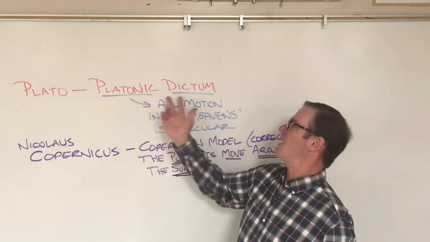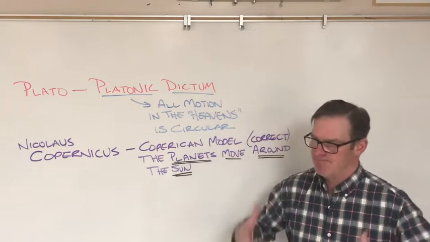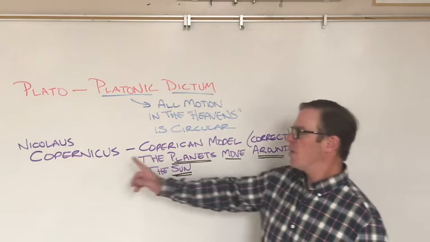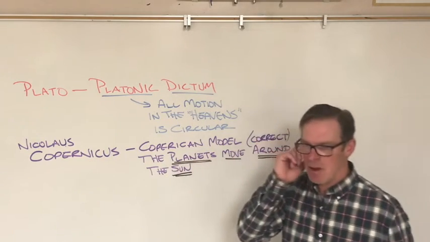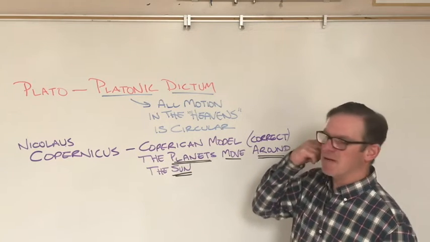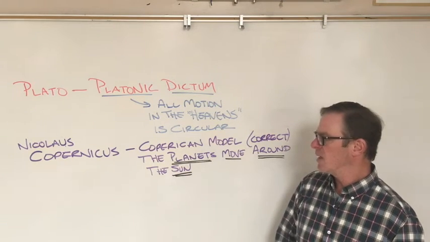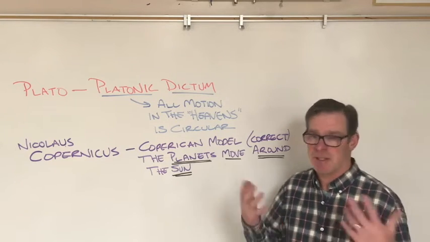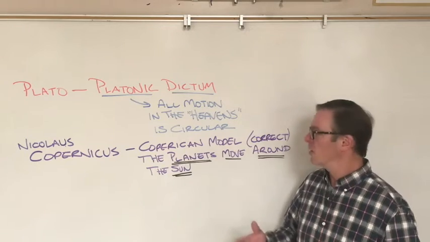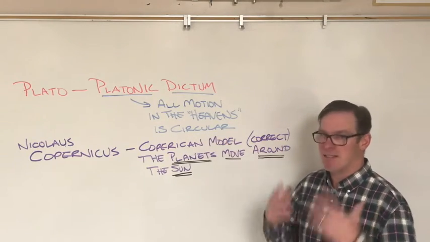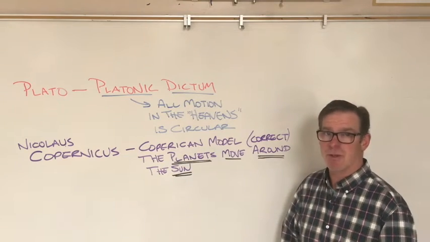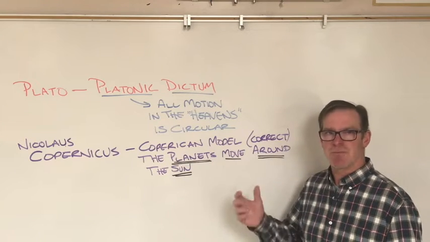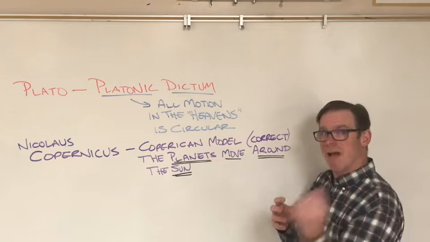So you're going to hear the Platonic dictum, and that's just this belief from Plato that motion in the heavens was circular. A Polish monk named Nicholas Copernicus came along. He died in 1543, the same month his book was published. And in that book, which he was afraid to publish because the Roman Catholic Church agreed with the Platonic dictum and said that that is how it is, so disagreeing with the Platonic dictum was a crime, Copernicus correctly, for the first time, saw that the planets moved around the sun.